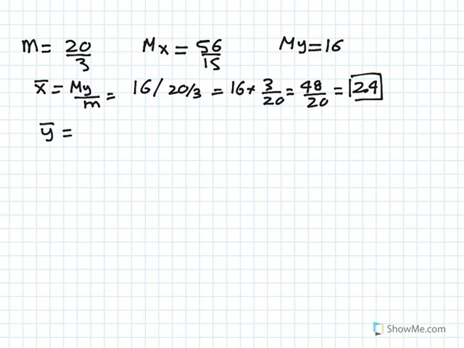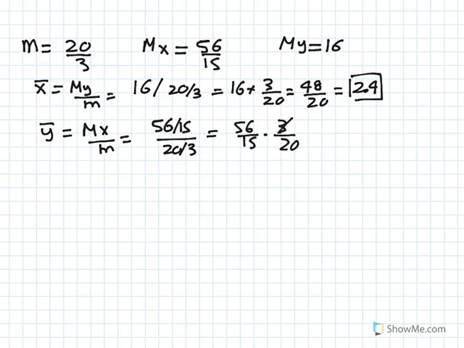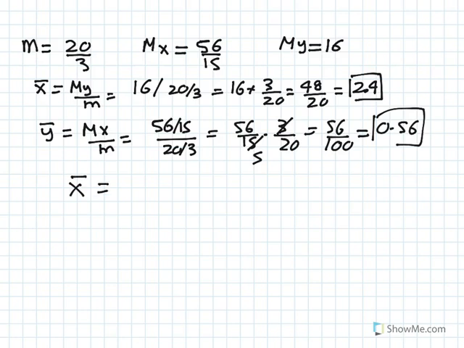Y bar is equal to the moment with respect to the x-axis divided by the mass. The moment with respect to the x-axis is 56 divided by 15. The mass is 20 divided by 3. Flip the denominator, we get 56 divided by 15 times 3 over 20. 3 cancels with 15, we get 5. We get 56 over 100. If we decimalize this, we get 0.56. So the centroid x bar, the x-coordinate of the center of mass, is 2.4. Y bar is equal to 0.56.